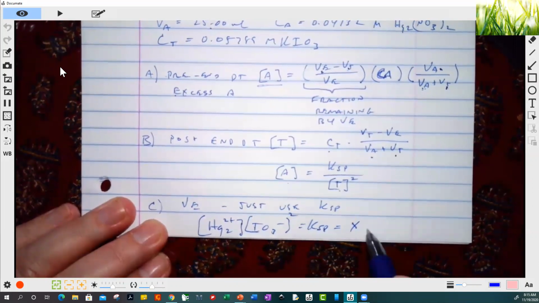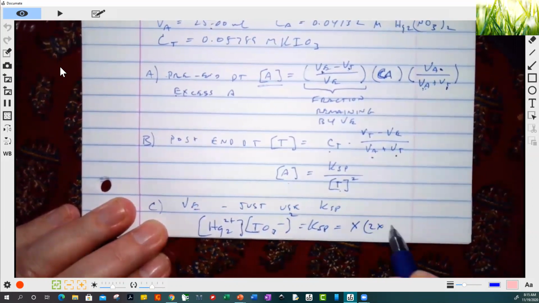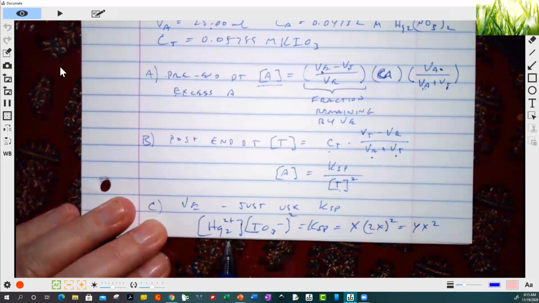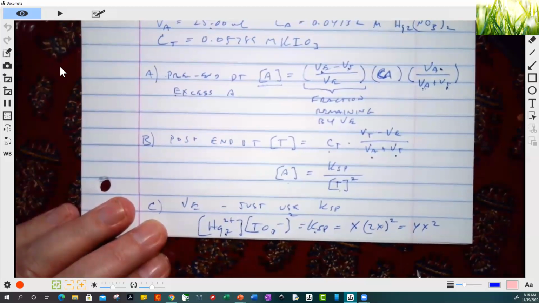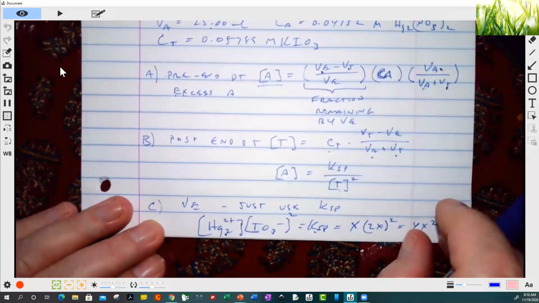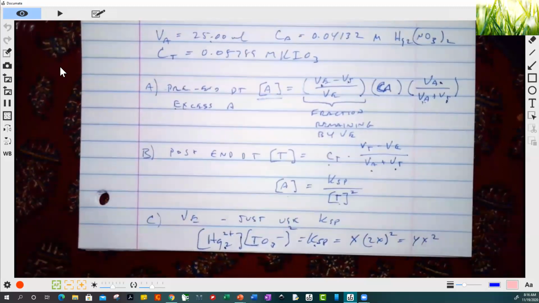oops, that's squared, right? Times 2X squared, right? That's going to be 4X squared, where X is, say, the mercury ion concentration, right? And KSP is whatever it is. So in this case, there's no volume in the equation at all. It's just this equivalence, or this equilibrium expression.